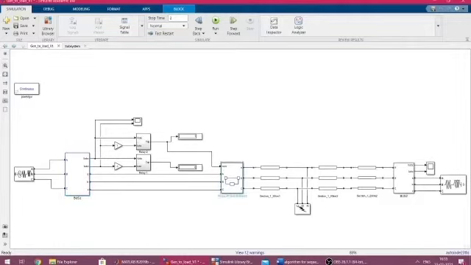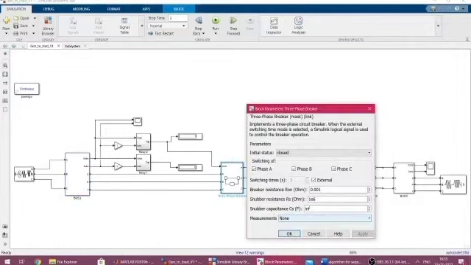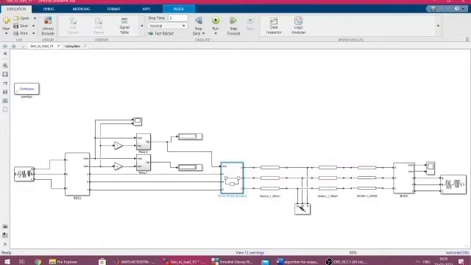Next, we will move to the three-phase breaker, and its parameters are: initial status is kept as closed, and the switching is external. That is, the status of the breaker will only change when it receives the trip signal from the relay elements. Other parameters like the breaker resistance, snubber resistance, and so on are kept at zero.